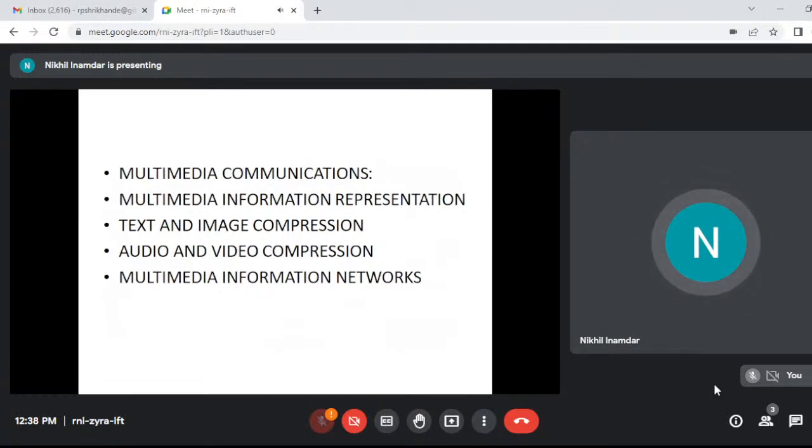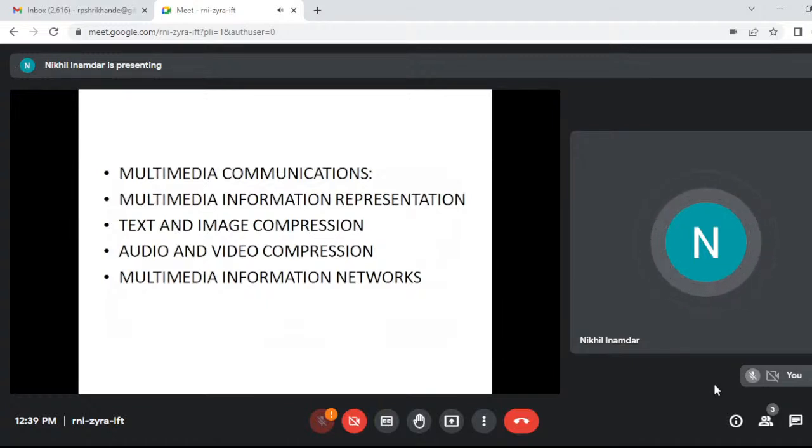In multimedia processing, or in any multimedia application, you have to know what compression is and how you compress, and we've covered different types of compression. The last point is multimedia information networks. There are different networks used to share these multimedia files, for example LAN, WAN. These are the different examples you can see.